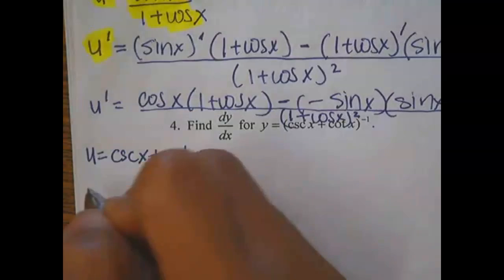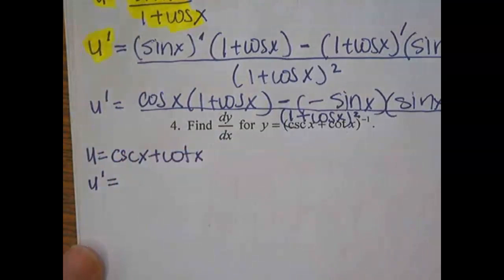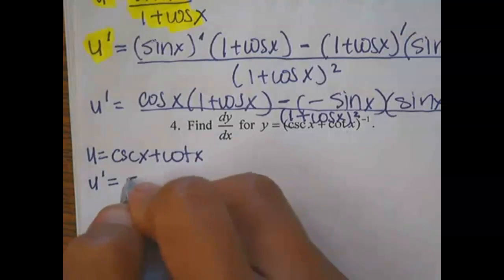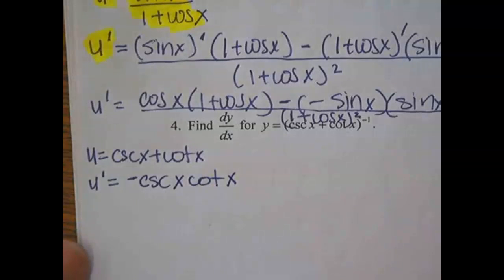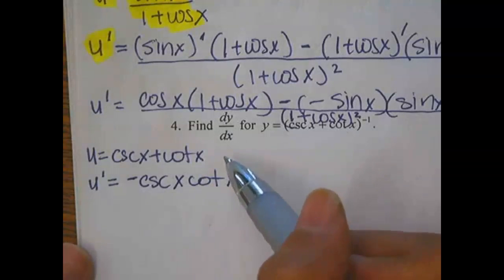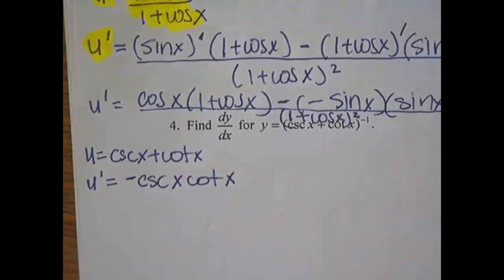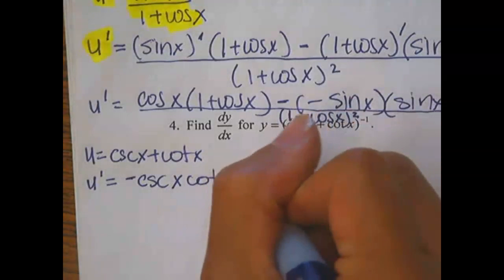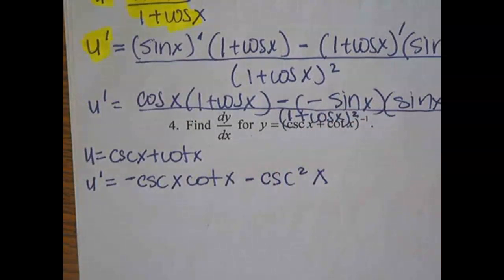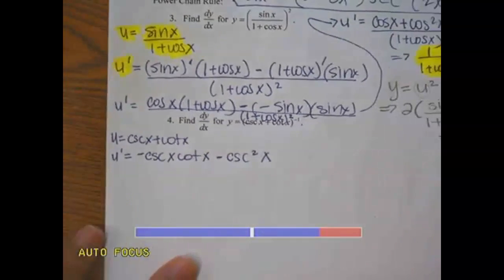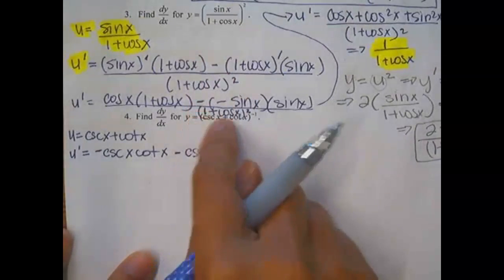So now I need to do u prime, taking the derivative. The derivative of cosecant of x is negative cosecant of x times cotangent of x. Let me ask you this. What is the derivative of cotangent of x? Did you say negative cosecant squared of x? Good job. Okay, so now that I have it, I'm going to zoom back out, because what I'm about to do is rewrite this in terms of u.